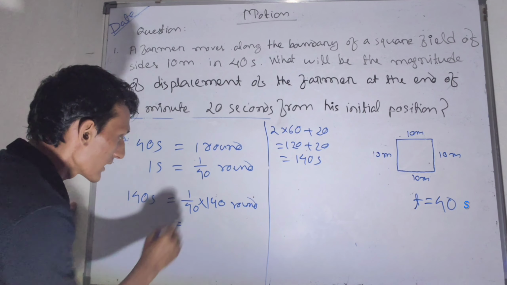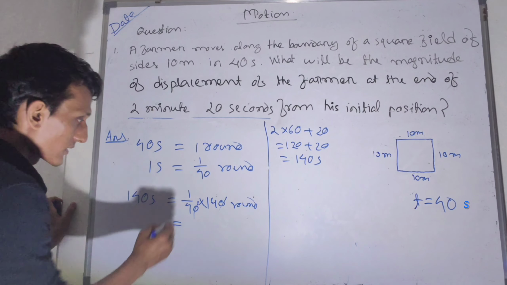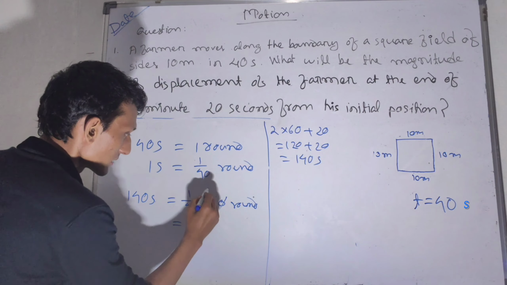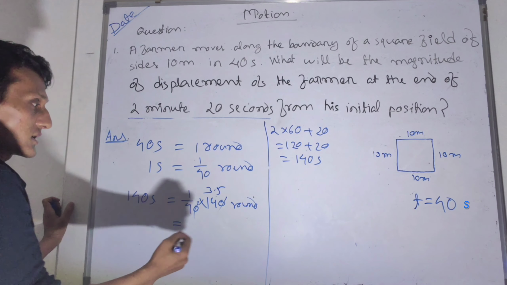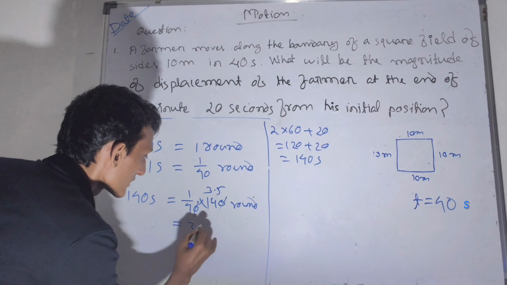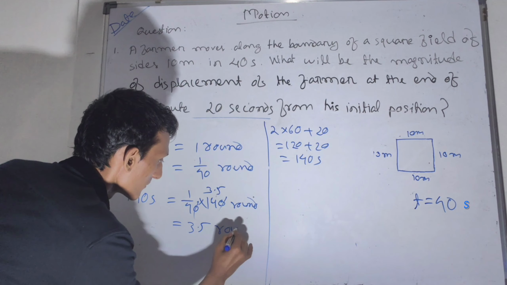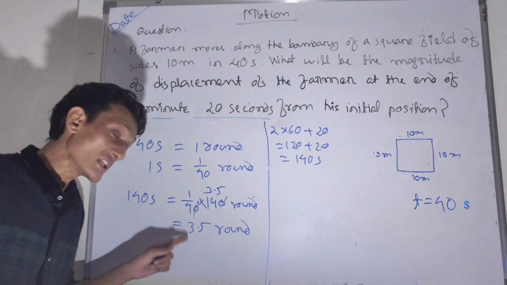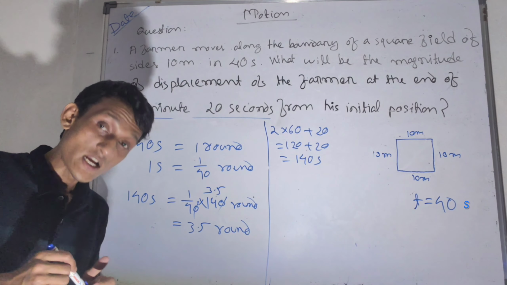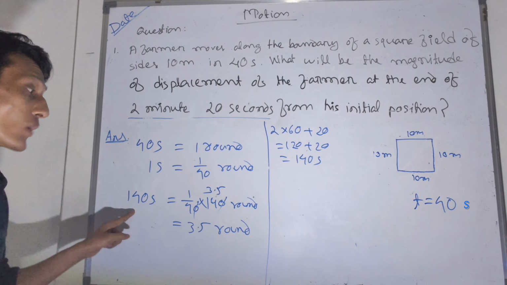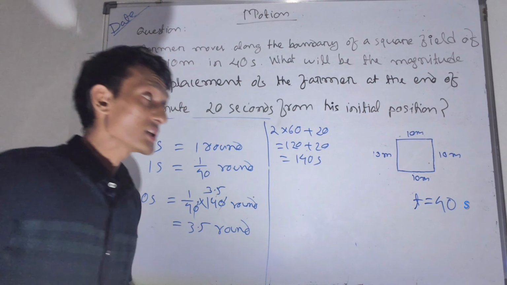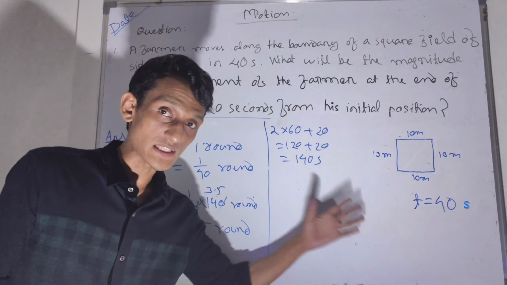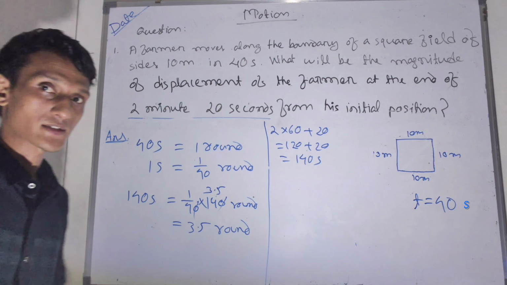Now from here the zeros cancel. 4 goes into 14 how many times? 3 times, with 0.5 remaining from 20. So we can write 3.5 rounds. It means 3.5 rounds are covered in 140 seconds. So the farmer is covering 3.5 rounds in 140 seconds, right?